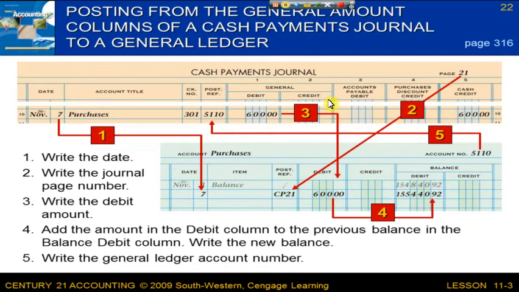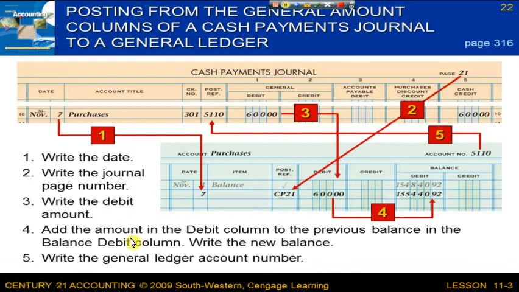Question number 2. List the 5 steps for posting to the general ledger account. These are pretty much the same no matter how we're doing it. Step number 1 is always to write the date. Step number 2, we're going to write the reference or the page number and the journal where the information is coming from. Step number 3, we're going to write in either the debit or the credit amount, depending on what's up here, whether it's a debit or credit.